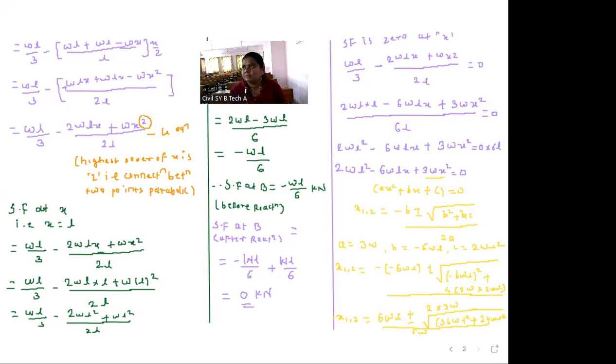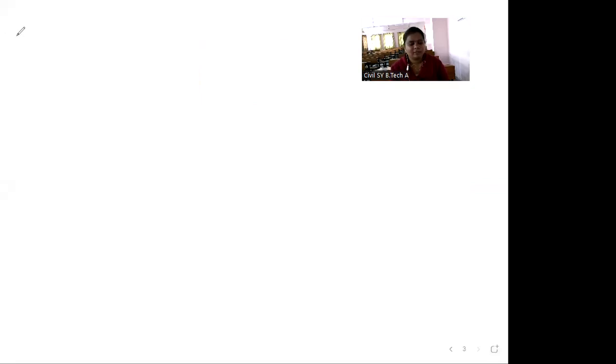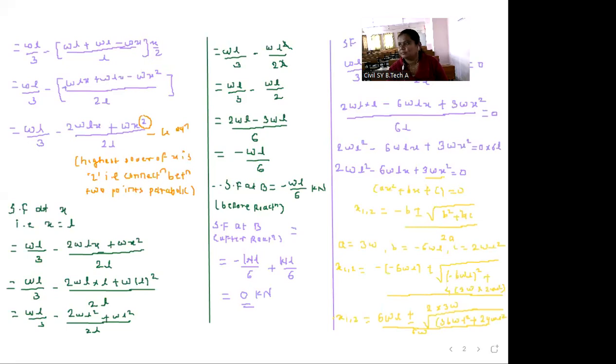Okay, again we will simplify this. For that I will take a new slide. So what is our equation? Once again I will write here: x1,2 is equal to 6WL plus minus square root of 36W square L square minus 24W square L square, divided by 6W. Here also you make some changes. 24W square L square is there, and here also we have written W square L square.